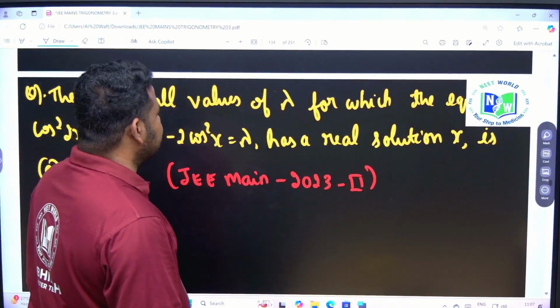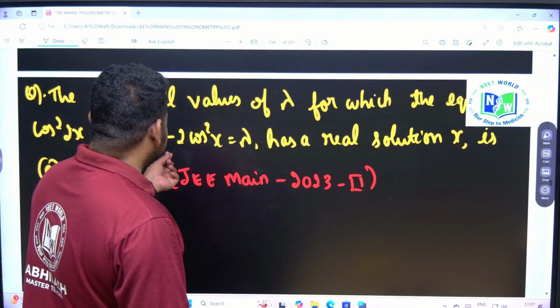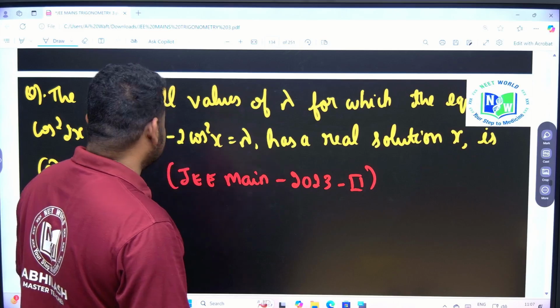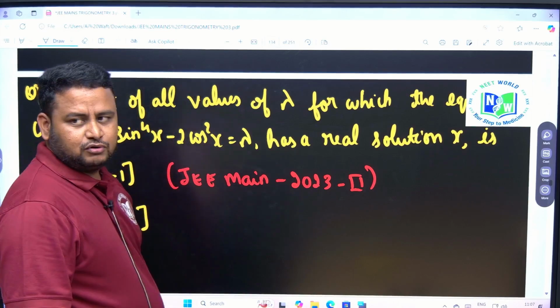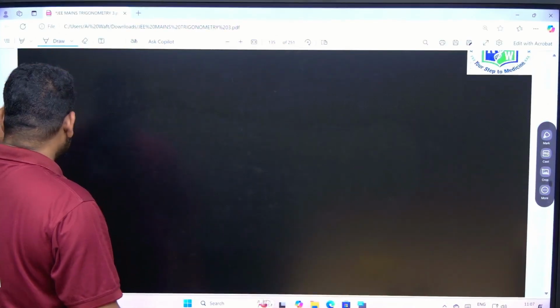The set of all values of lambda for which the equation cos square 2x minus 2 sin square x minus 2 cos square x is equal to lambda has a real solution exists. Okay, this we will do while doing the PYQs. Let us go to the next thing.